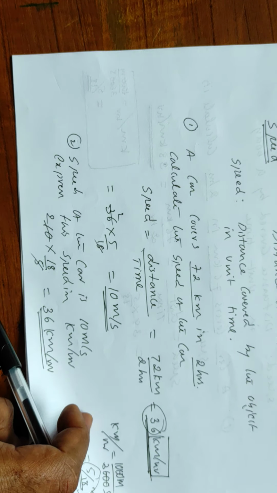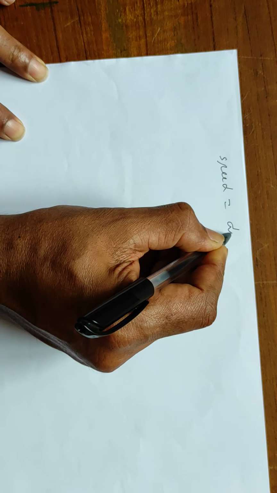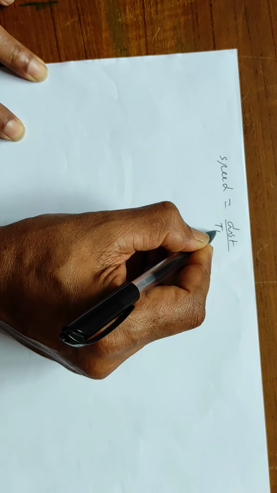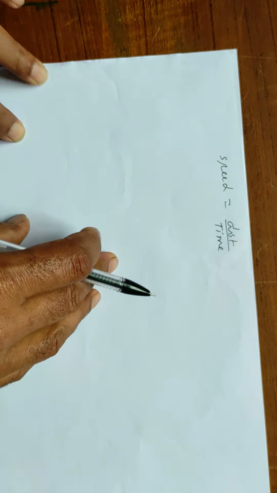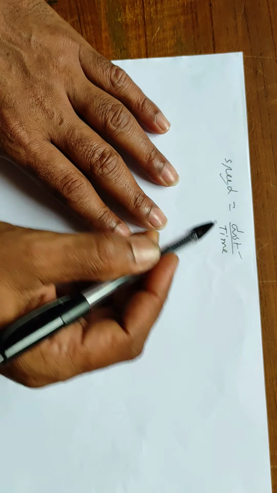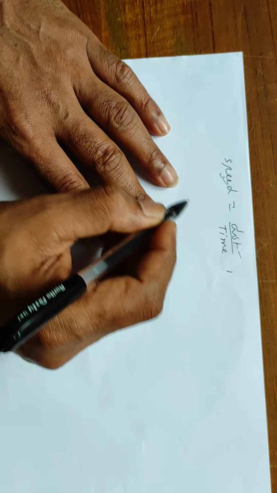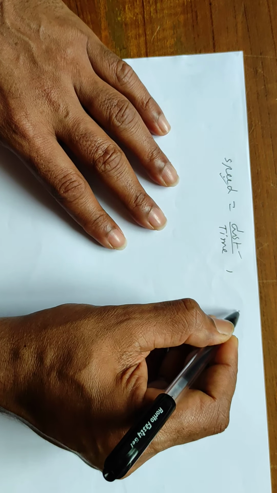So next, the formula for speed is distance by time. So if distance and time are given, you can calculate the speed. If speed and time are given, you can calculate distance. And if distance and speed are given, you can calculate time. So you can form two more expressions from this.